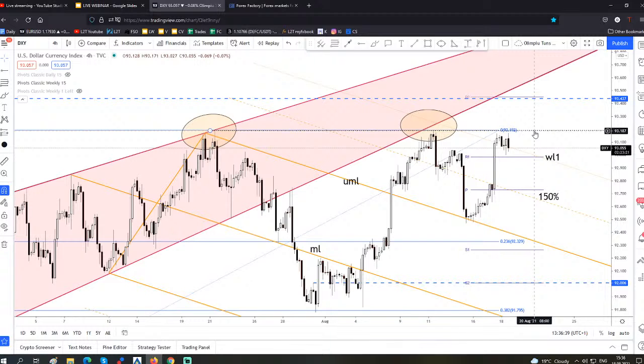Personally I don't have a position here right now, only because this pair is located right below this resistance. I'll wait to see how the price will react around this resistance zone.